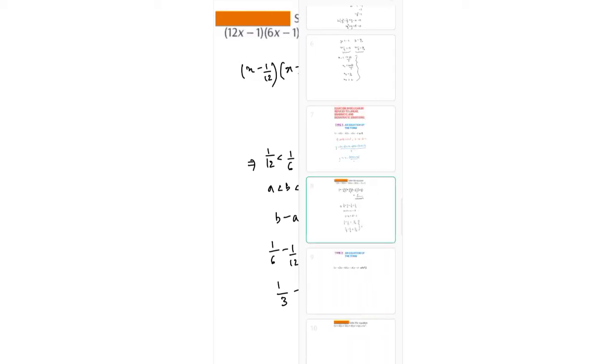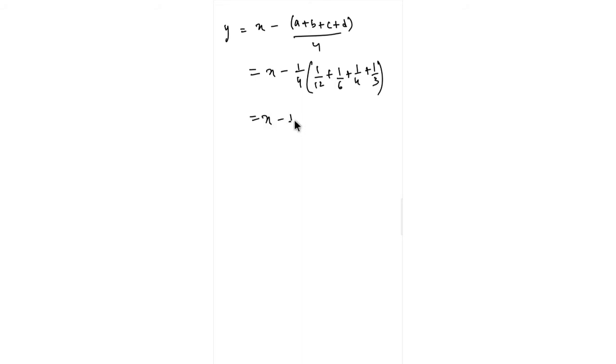So we can just use the method that I have told you before. That is, you need to introduce a new variable, which is y equals x minus (a plus b plus c plus d) divided by 4. So we have all the terms required, a, b, c, d, and you can just put them there. When you put them, we get 1 by 4 of 1 by 12 plus 1 by 6 plus 1 by 4 plus 1 by 3, isn't it? This is what we're going to get. So it's x minus 1 by 4.